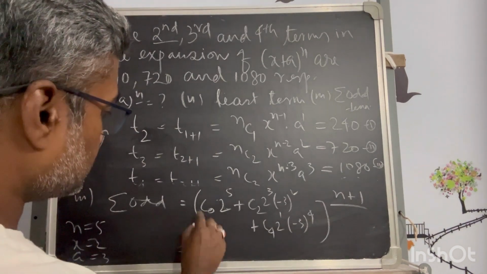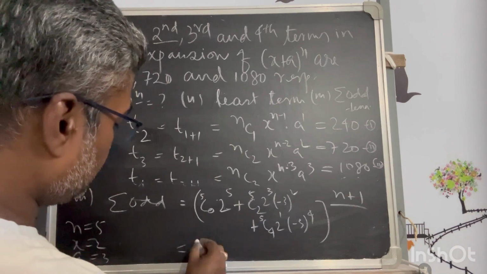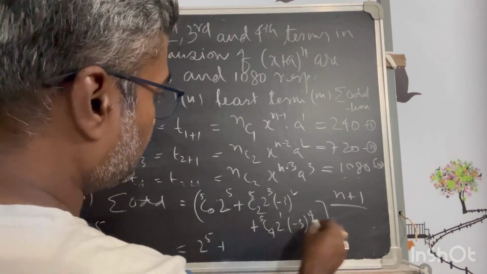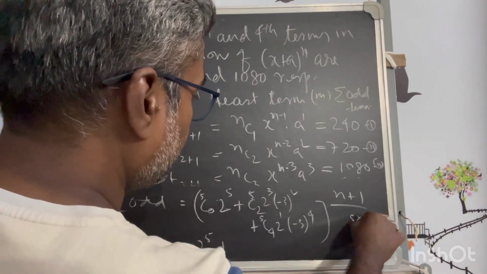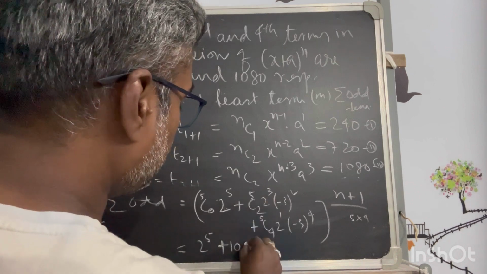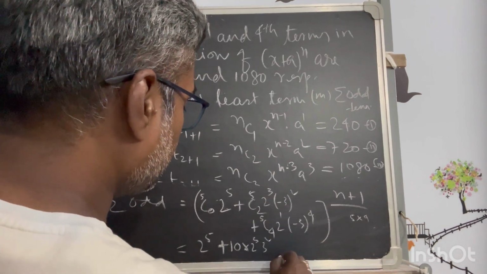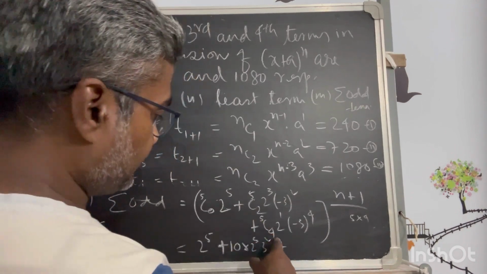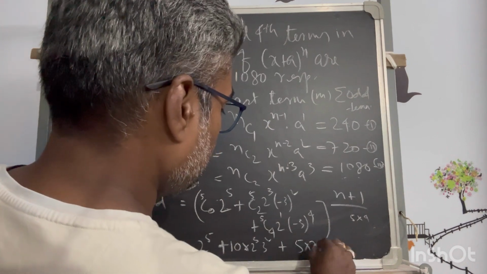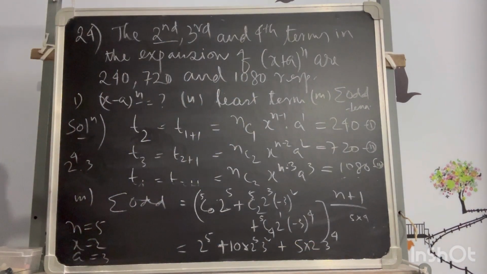So the sum is, this is 5, 5, 5. So 5C0 is equal to 1, times 2 to the power 5. The next term 5C2 means 5 into 4 by 2, so that means 10, times 2 cube, and 3 square will come. Then 5C4 is again equal to 5, times 2 and 3 to the power 4. Now you can calculate it to get the sum.